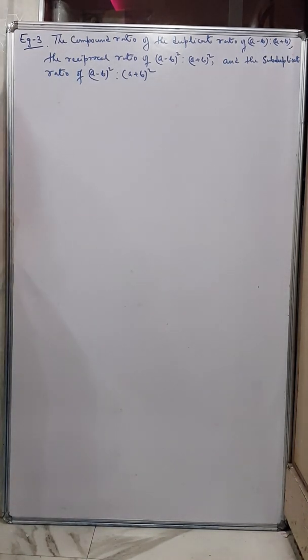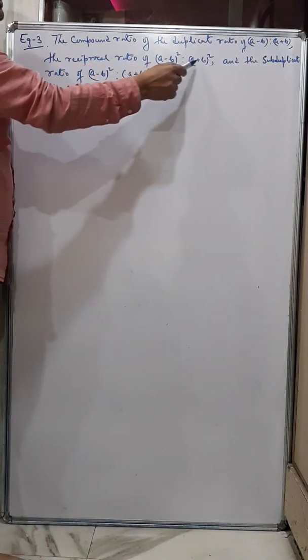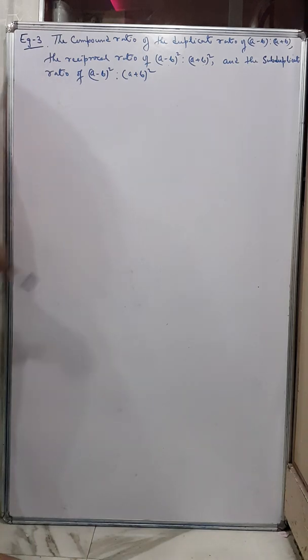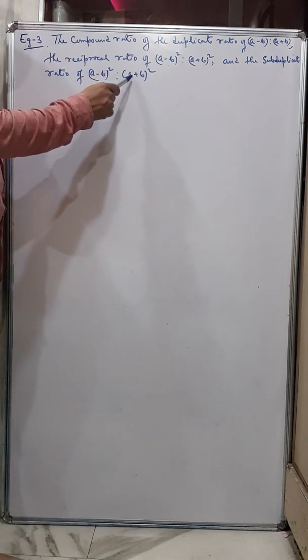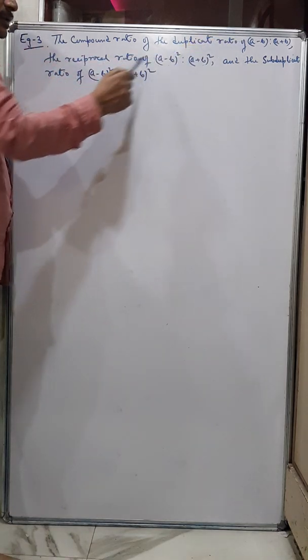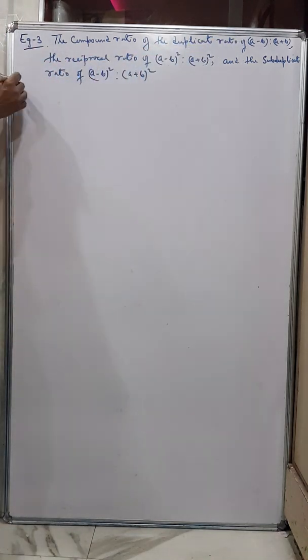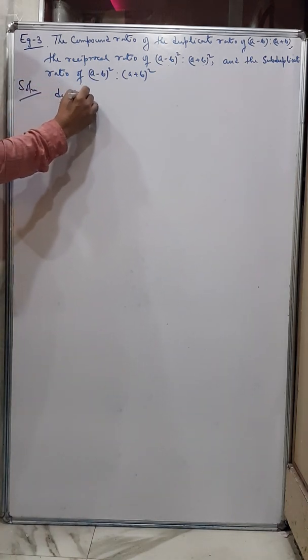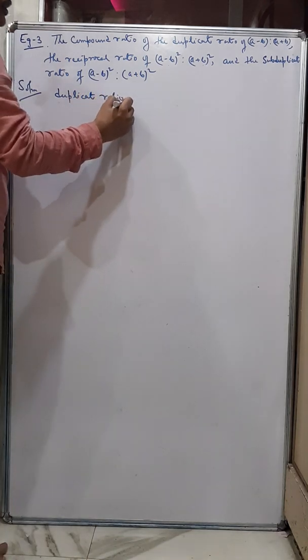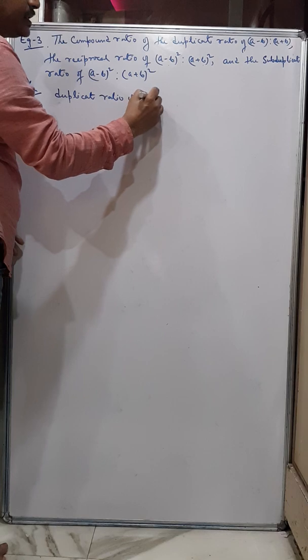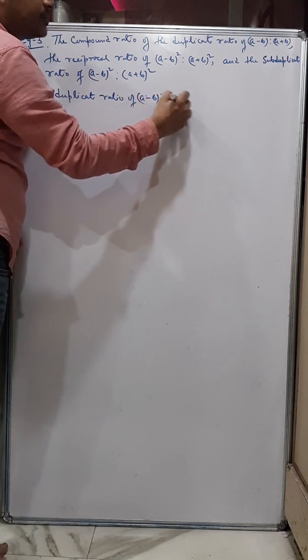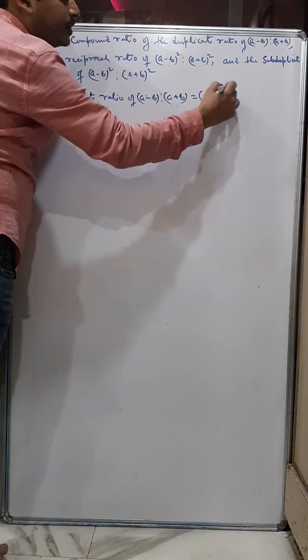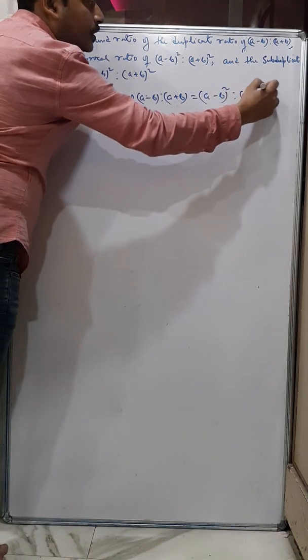Okay, the next example is this: the compound ratio of the duplicate ratio of a minus b is to a plus b, the reciprocal ratio of (a minus b) whole square is to (a plus b) whole square, and the subduplicate ratio of (a minus b) whole square is to (a plus b). So you have to find the compound ratio of these three according to the given condition. Now first of all, duplicate ratio of a minus b is to a plus b will be what? It will be (a minus b) whole square is to (a plus b) whole square.